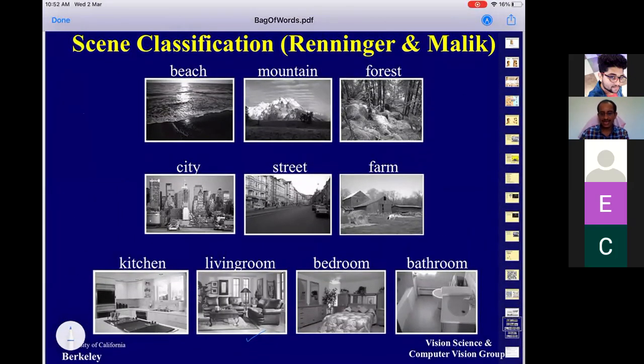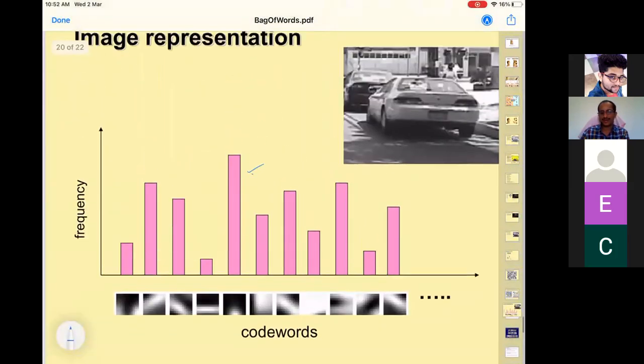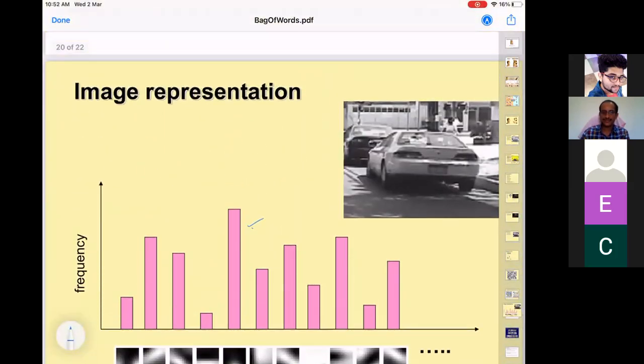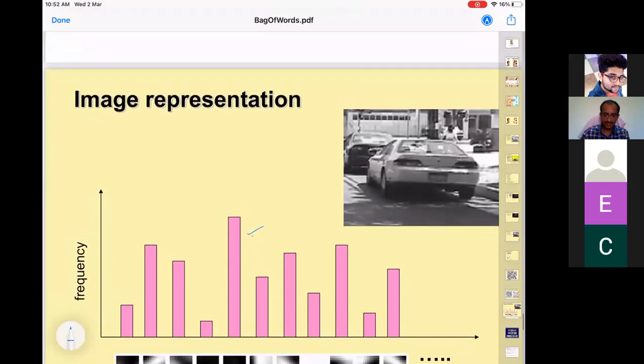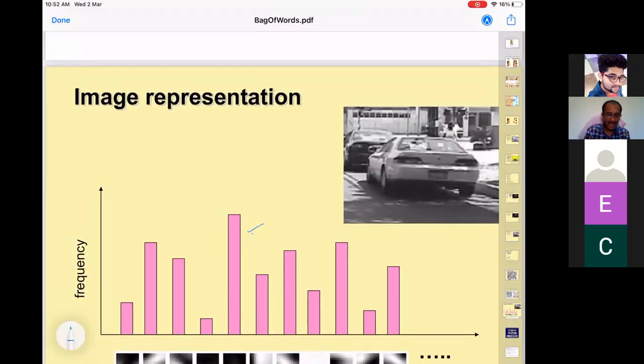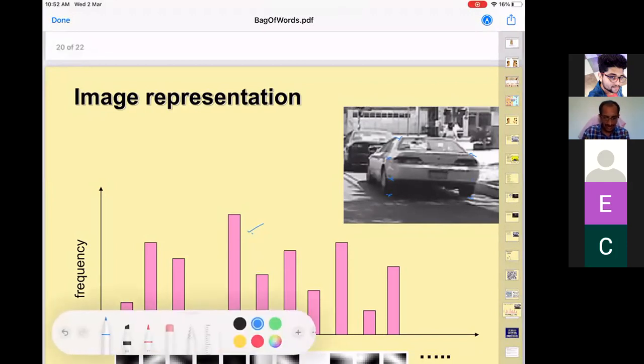If you have any question, you can ask. Otherwise, there is one question. What are we missing in this bag of visual word representation? Say when we are representing a person by a bag of visual words, or when we are representing a car by a bag of visual words, what is missing? Can any of you attempt?